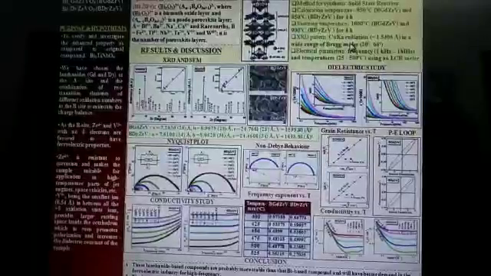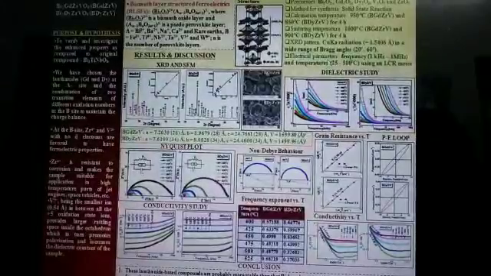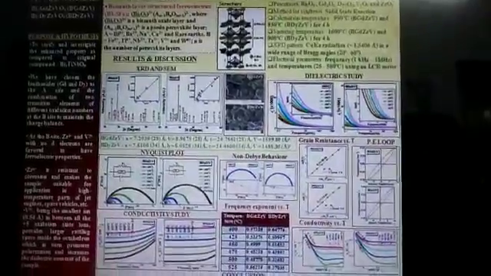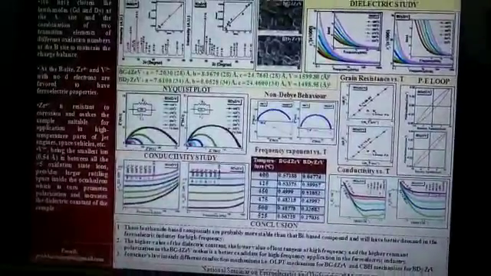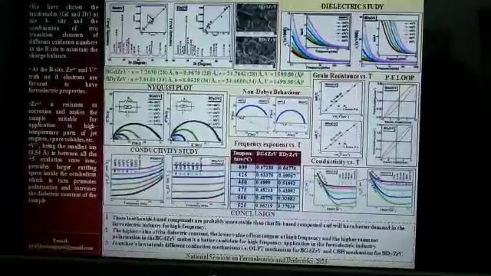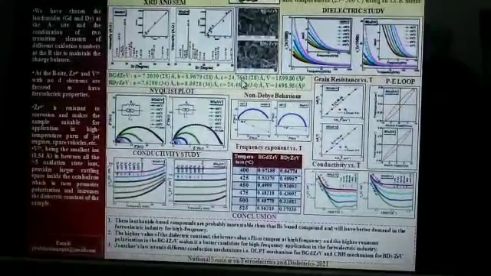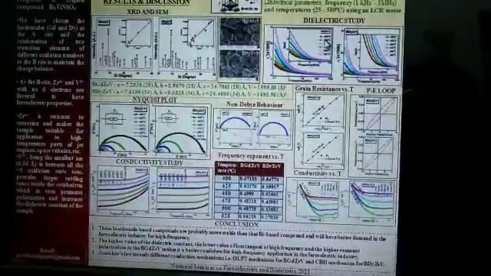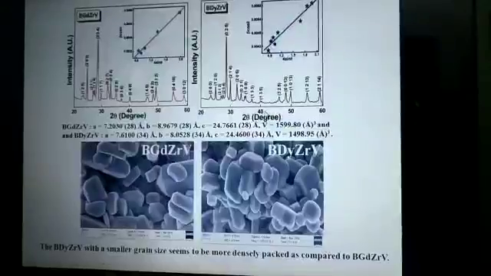Here I have obtained the samples by the solid state reaction method. As the bond dissociation energy of the Gd-O bond, that is 716, is higher than that of 611 kJ per mole of the Dy-O bond, the calcination and sintering temperature of BGdZrV is higher. Here I have discussed the structural, morphological, dielectric, impedance and conductivity study. As this is the soft copy of my poster, the dimension of the graphs seems smaller. So I have segregated all these in slides for better understanding.